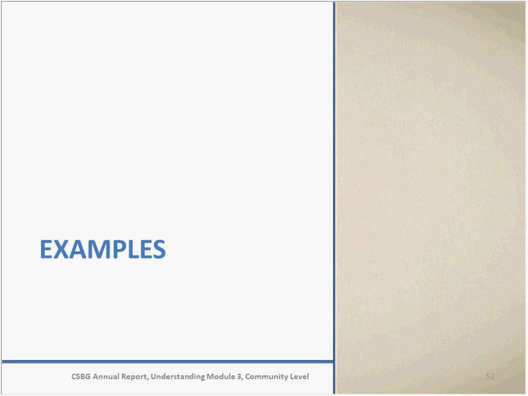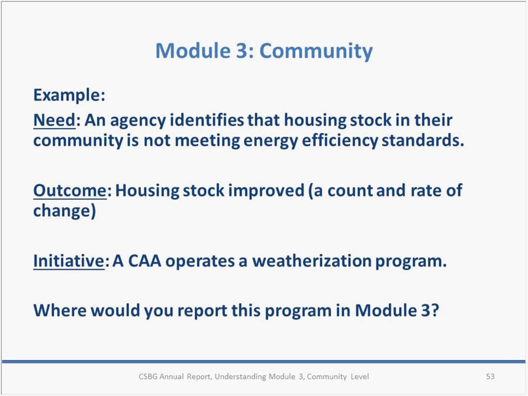Sarah, it's Barbara N. And I'm just going to walk through 3 examples with you just to make this real. So the example is that the agency identified that the housing stock in their community is not meeting energy efficiency standards. Now, your community might not have energy efficiency standards, and you might be saying, what are these energy efficiency standards? But this was an agency that had efficiency standards in their community, and this was a way for them to be able to identify what the need was.